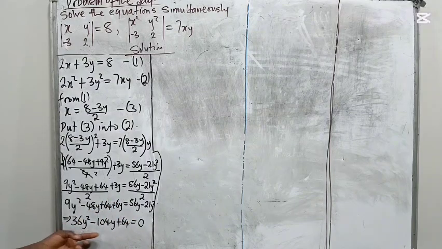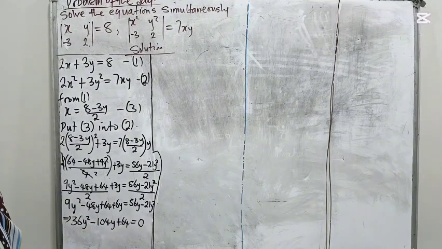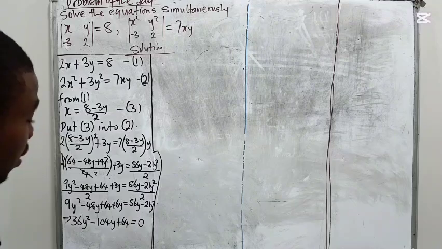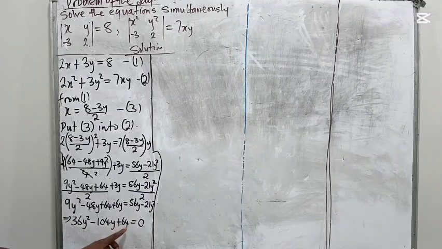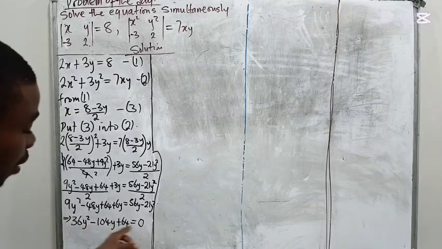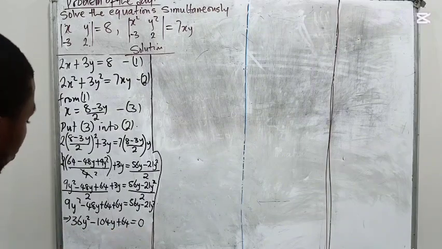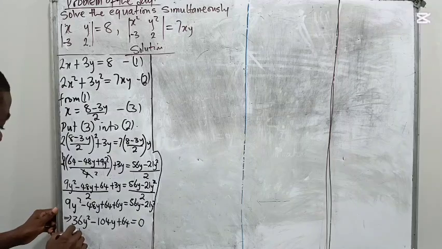So now we can still divide each term by 4. Why do we divide by 4? So that it can be simpler for us to factorize. If you look at it, all of them have 4 as the highest common factor. Remember, you cannot divide when all of them do not have that common factor. So since all of them have that common factor of 4, we can divide through by 4.